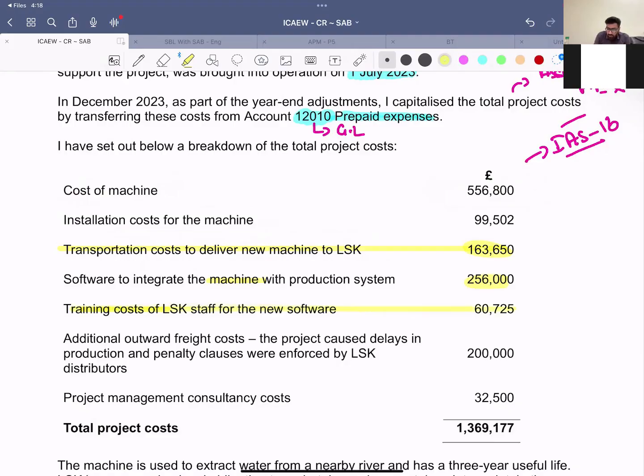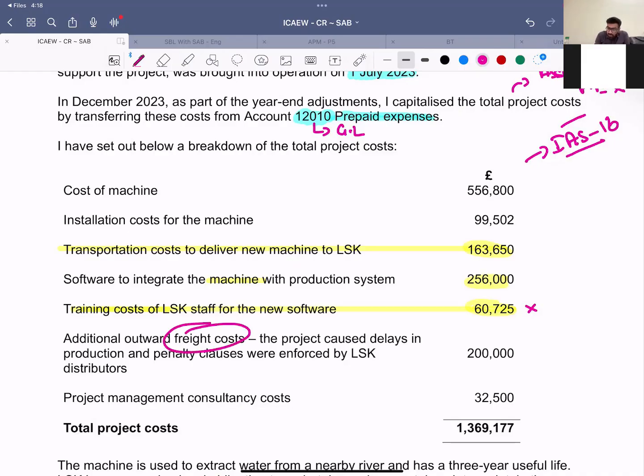I believe that training shouldn't be capitalized. Training isn't capitalized; employee costs are never capitalized. So this was wrongly capitalized. Therefore, they were asking you, this requirement seems easy, I would say. They were asking you for the financial reporting adjustments.